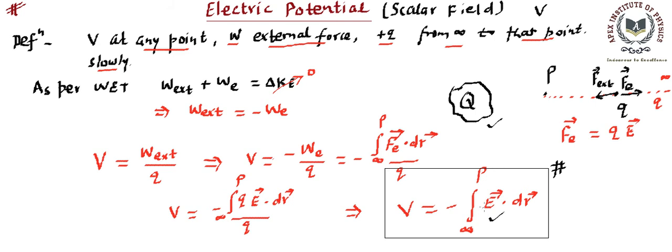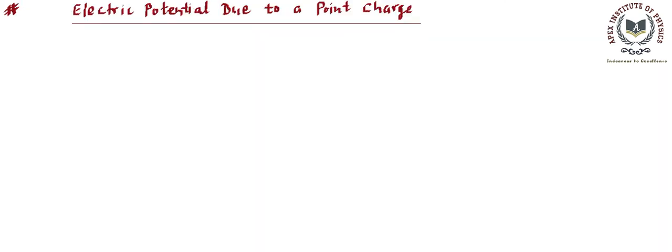Right. Now we will be using this definition to find the simplest formula of electric potential, that is because of a point charge Q. So let's see that. So let's take a point charge. So here is a point charge Q located, and there is a point P where we are interested to find out the potential, and this distance is, let's say, r distance away.